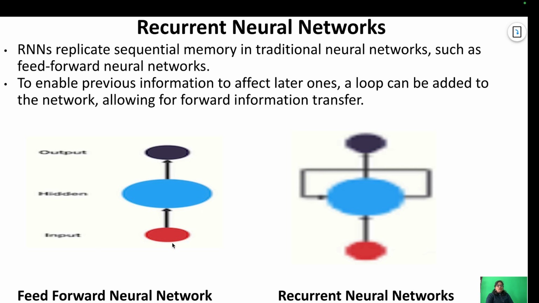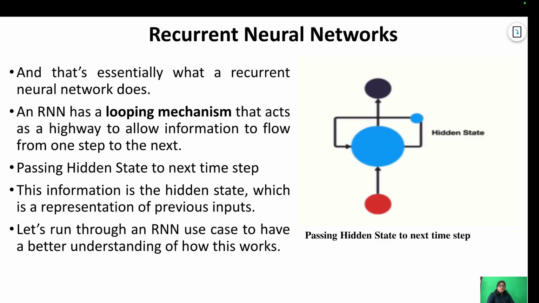Now here you can see, this is your feed-forward neural network. Input is given, it performs the processing and generates the output. In a recurrent neural network, given the input, its hidden state is again given as an input for the next step. This is the difference between a feed-forward neural network and a recurrent neural network.